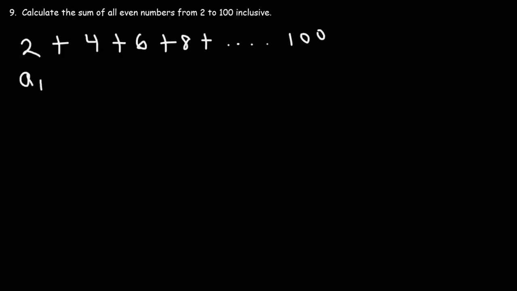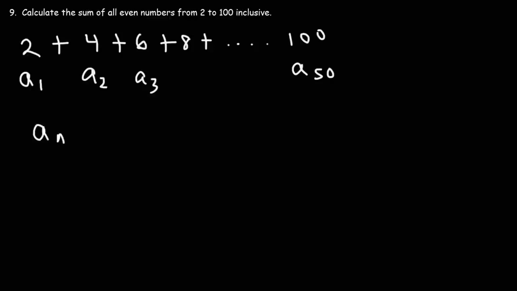Number 9, calculate the sum of all even numbers from 2 to 100 inclusive. So let's write a series. 2 is even, 3 is odd, so the next even number is 4, and then 6, and then 8, all the way to 100. So we have the first term, 2. The second term is 4. The third term is 6. 100 is likely to be the 50th term, but let's confirm it. So what we need to do is calculate n and make sure it's 50 and not 49 or 51.